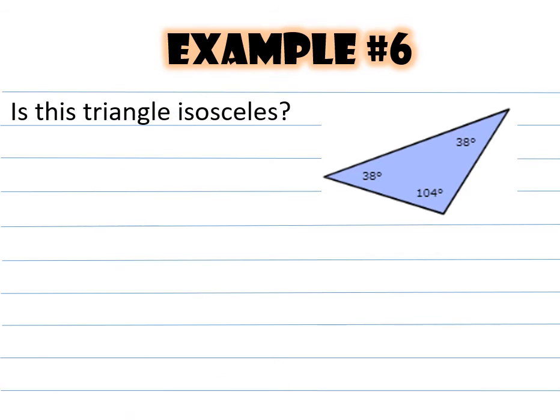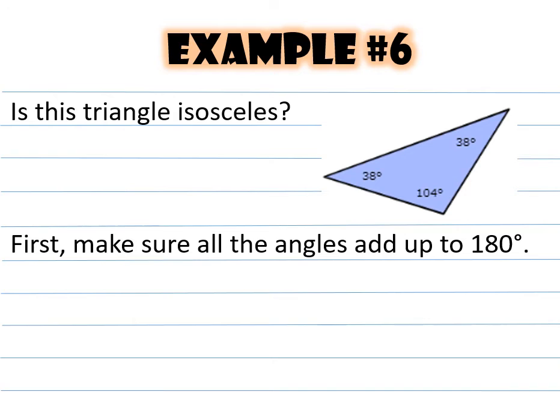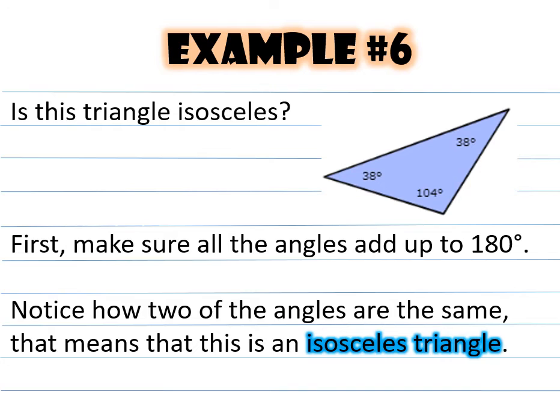Example number 6. Is this triangle isosceles? Well, first, make sure all of the angles add up to 180. 38 plus 38 is 76 degrees, plus 104 is 180. Notice how 2 of the angles are the same, 38 degrees and 38 degrees. That means that yes, this is an isosceles triangle.